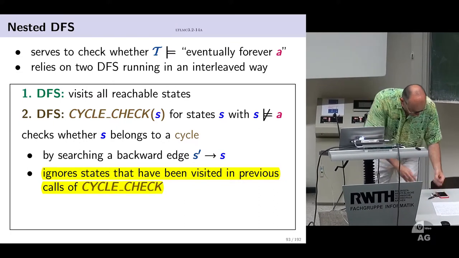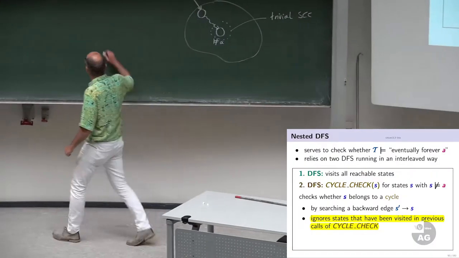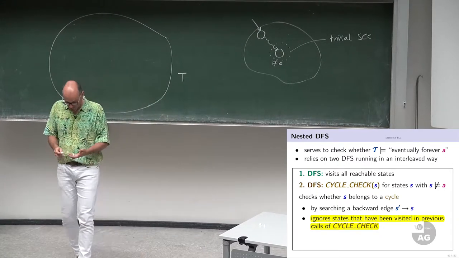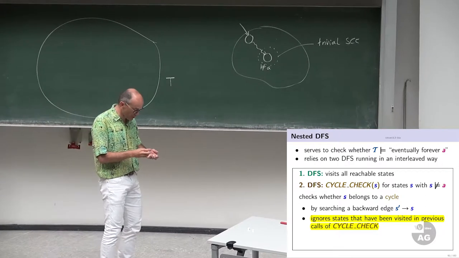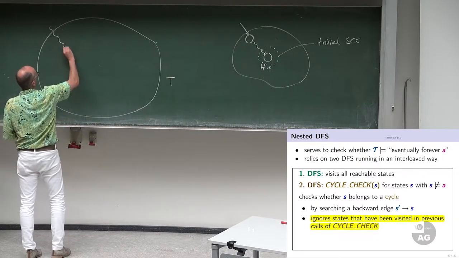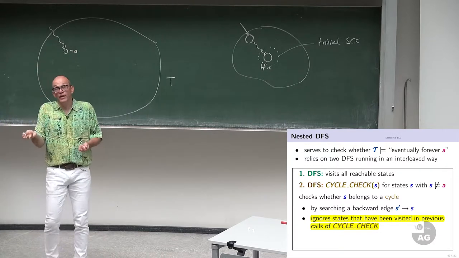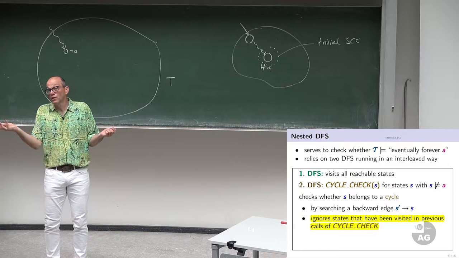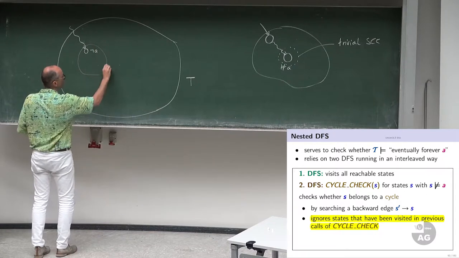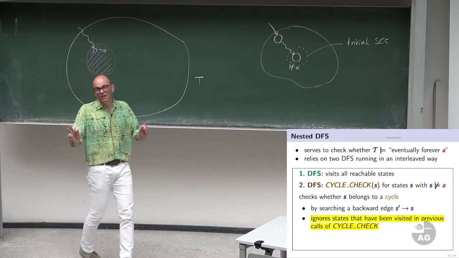Maybe this is not completely clear in the beginning, so let me try to visualize this. Here is the entire transition system, T. We do the outermost depth first search, which is orange. Let's suppose that at some point we have found a reachable state here, which violates A. There we initiate a purple depth first search to see whether it lies on a cycle or not. Let's suppose that here we check this part of the state space because that's reachable from this state. And our conclusion is, bad luck, no cycle.